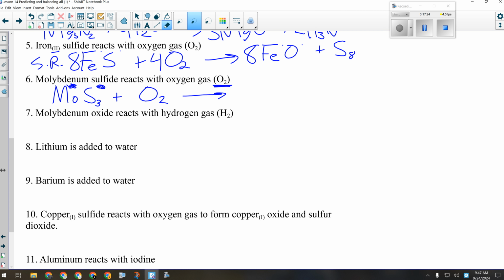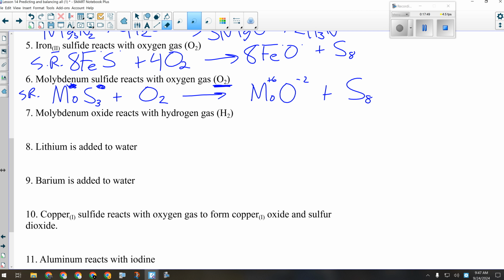What kind of reaction are we looking at? Single. It's another single replacement reaction. So who does oxygen swap out? Sulfur, just like it did in the previous one. Just now, oxygen ends up with molybdenum, Mo, and sulfur ends up by itself. Sulfur's still special as an S8. This is a +6, that's a -2.